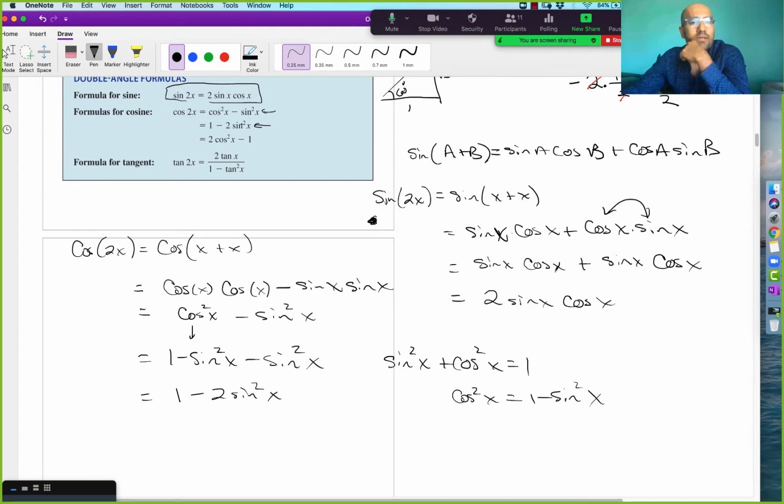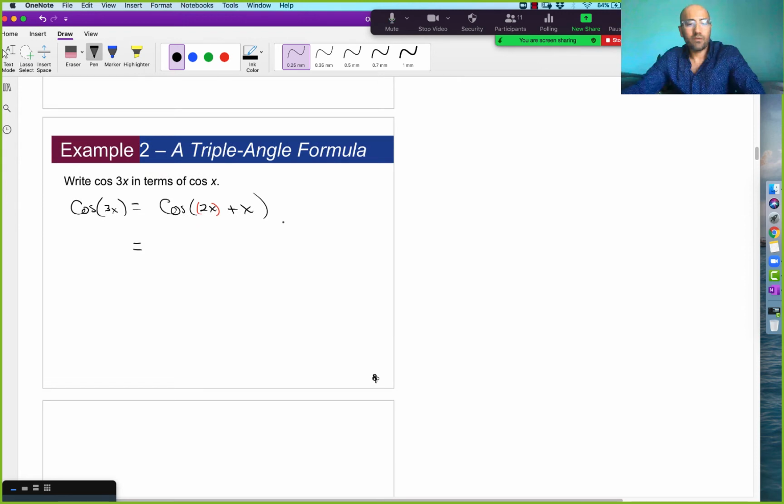Yeah, I guess I don't want to do that. In terms of cosine, this guy right here is 2 cosine squared x minus 1. So let me back up here. I don't really want to do that. So let's just apply it in terms of cosine of x.